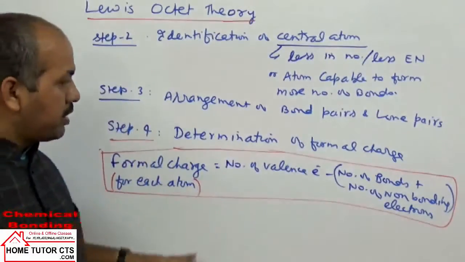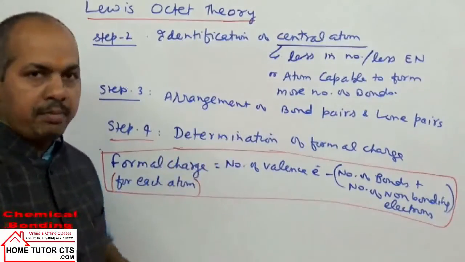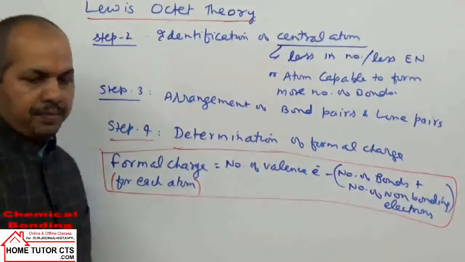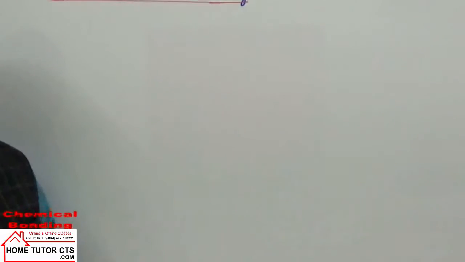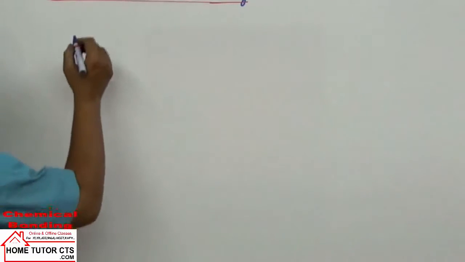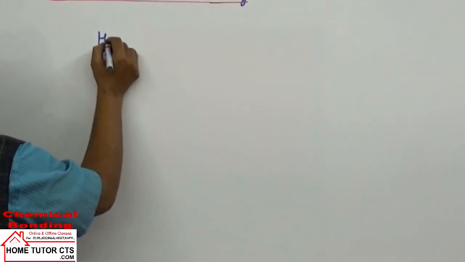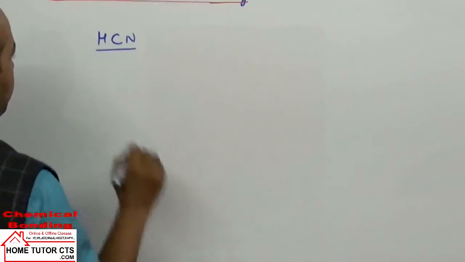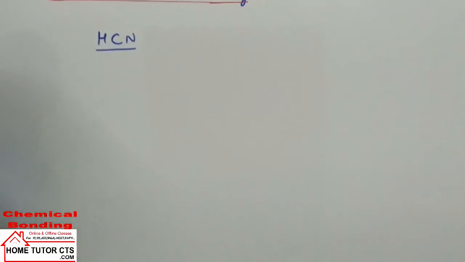Let's try to apply this with some examples. I will explain 2-3 examples, then you will practice some later on. Examples of this Lewis octet theory: first we take the HCN molecule, and then an ion.